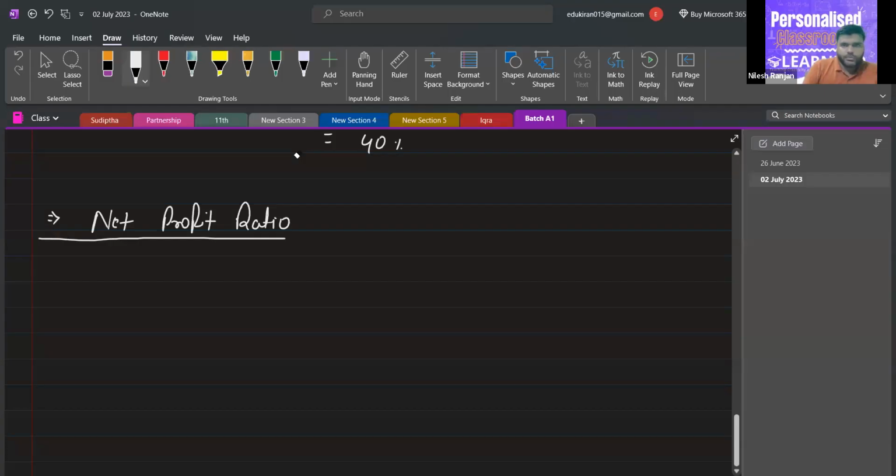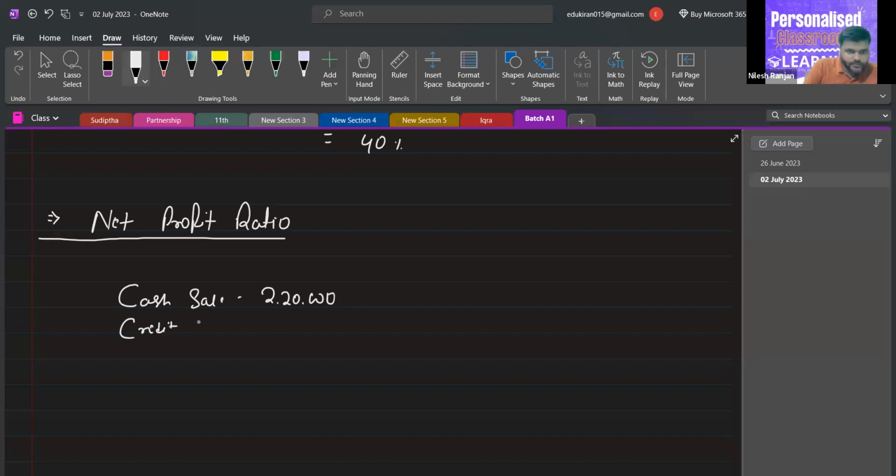Okay, so hey, the question is saying to you that cash sale is given, it is 2,20,000. Credit sales, it is 3 lakh. There is sales return 20,000, and gross profit is given 1 lakh.